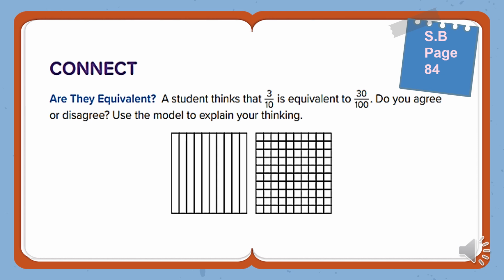A student thinks that 3 over 10 is equivalent to 30 over 100. Do you agree or disagree? Use the model to explain your thinking. First one, we have 3 over 10. So let's color 3 columns from the 10 pieces here. And we have 30 over 100. So let's color 30 from 100 pieces here. By looking at the models, they are the same. So here I agree with the student.